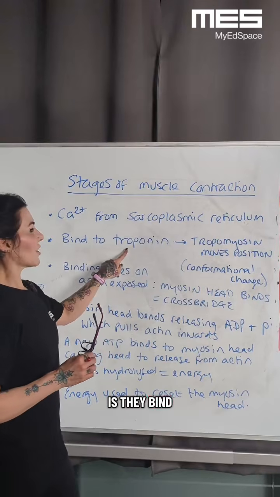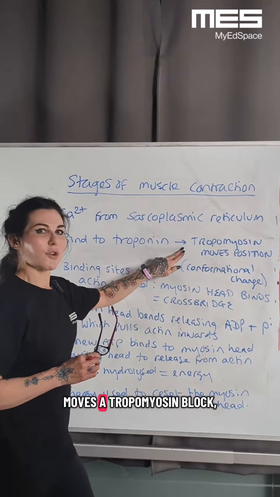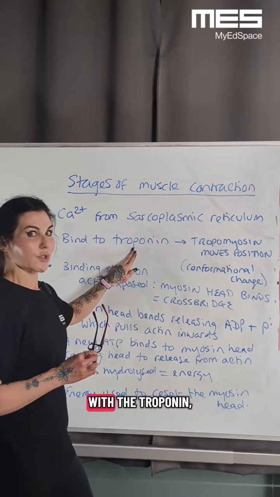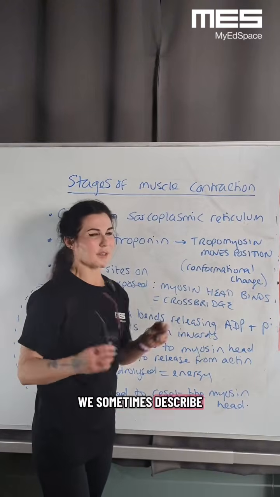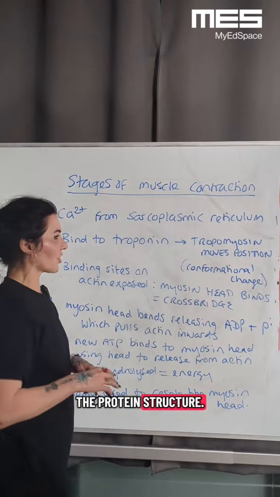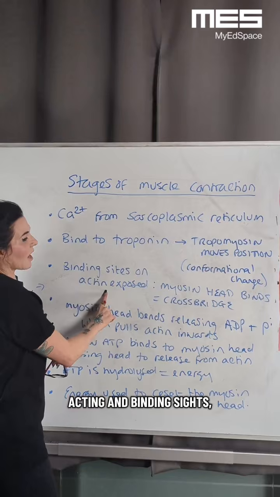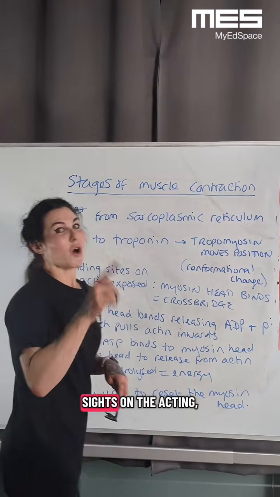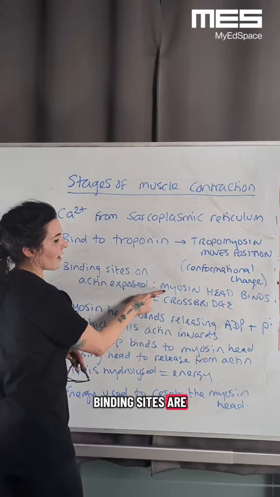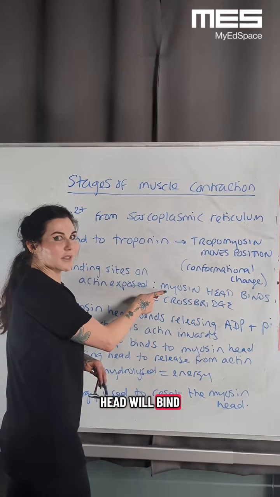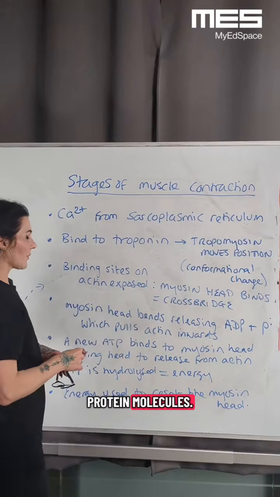What they do is they bind to the protein called troponin, and that ultimately moves a tropomyosin block, which is associated with the troponin, out of the way. So the tropomyosin moves position. We sometimes describe this as a conformational change in the protein structure. When that moves position, it causes binding sites on the actin to be exposed. And those exposed binding sites are where the myosin head will bind straight away when they're exposed, forming a cross bridge between the two protein molecules.